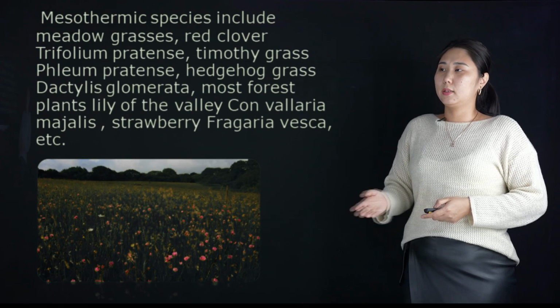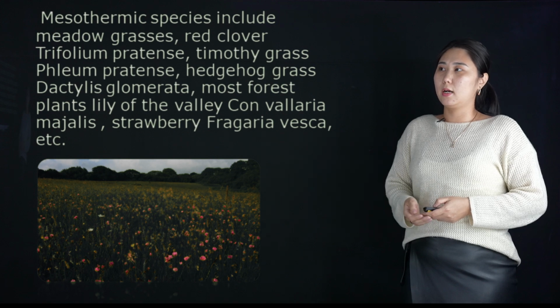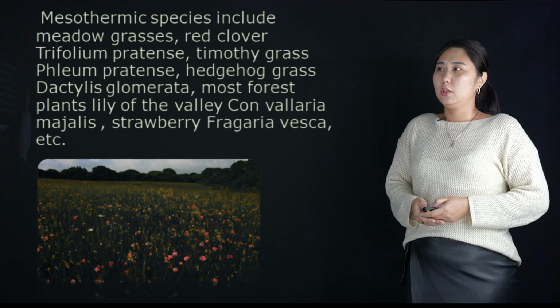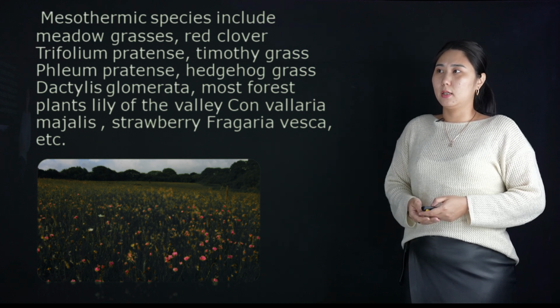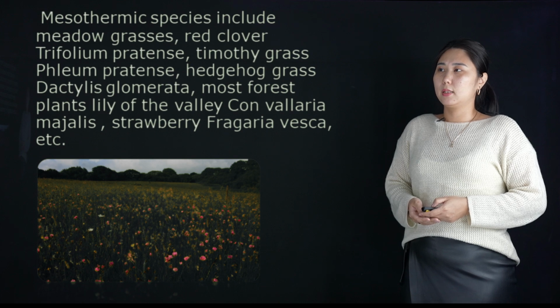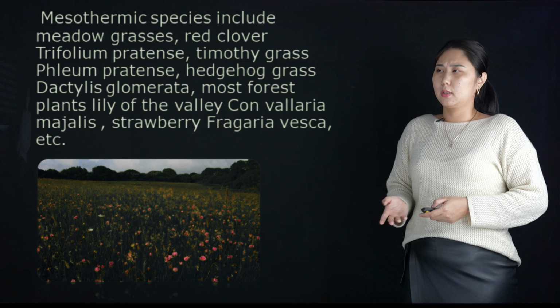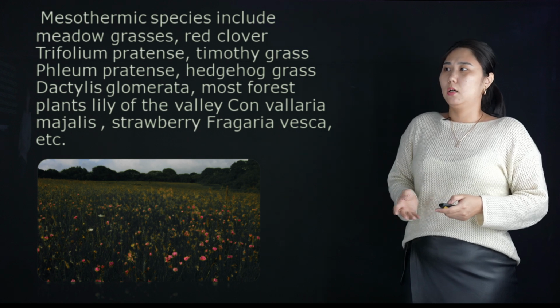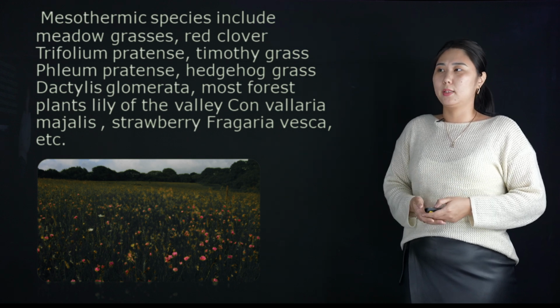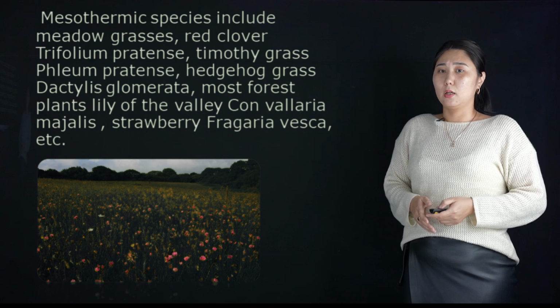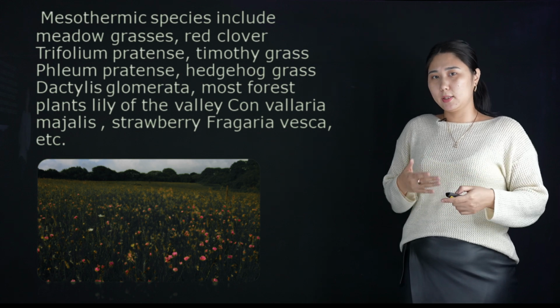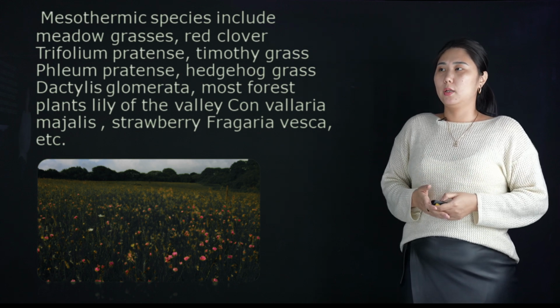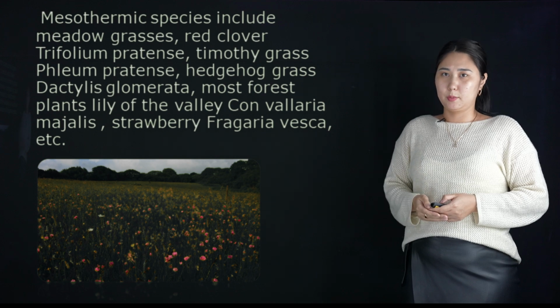The next type of plants are mesothermic species, which include, as you see in this picture, meadow grasses, red clover, plantains, forests, strawberries, and other types of plants. They can live in cold temperature or in warm temperature. They can adapt in this case, so they are called mesothermic species.